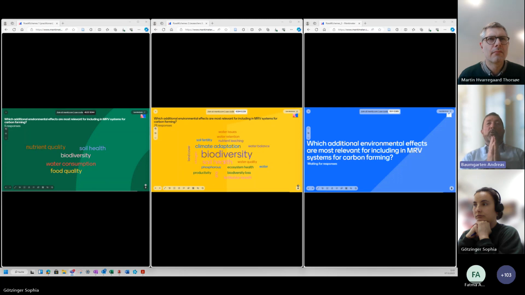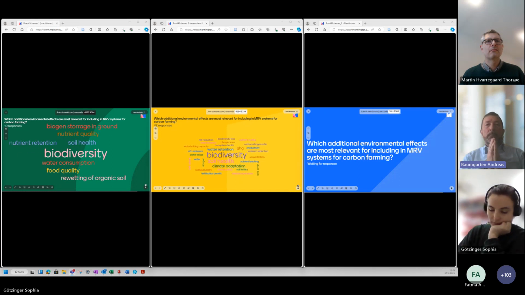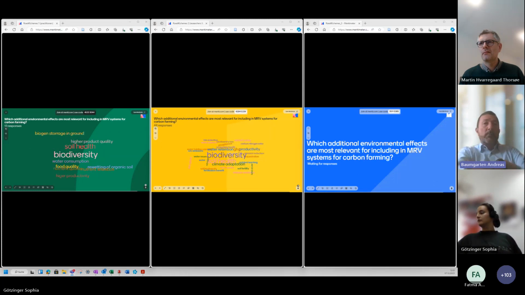This is maybe also something that could go in line with the current soil monitoring directive, where we are discussing possible indicators to be used. And this maybe could also be included somehow in the MRV systems for carbon farming.